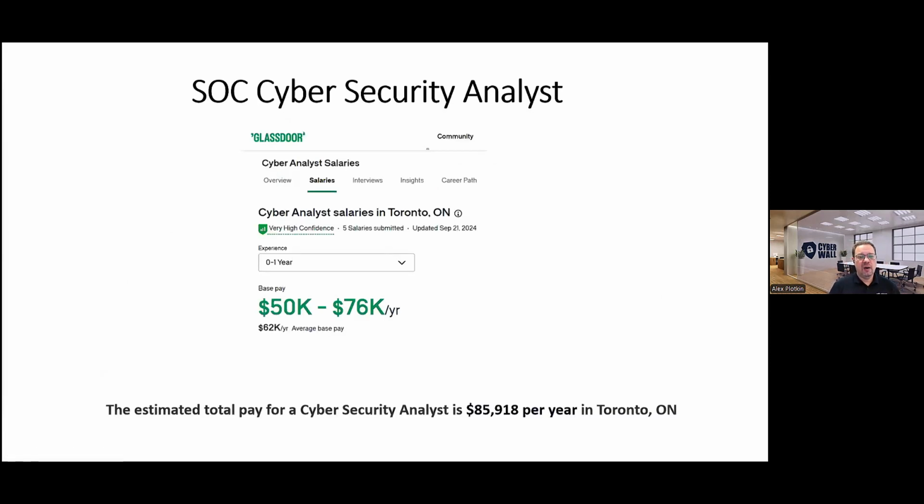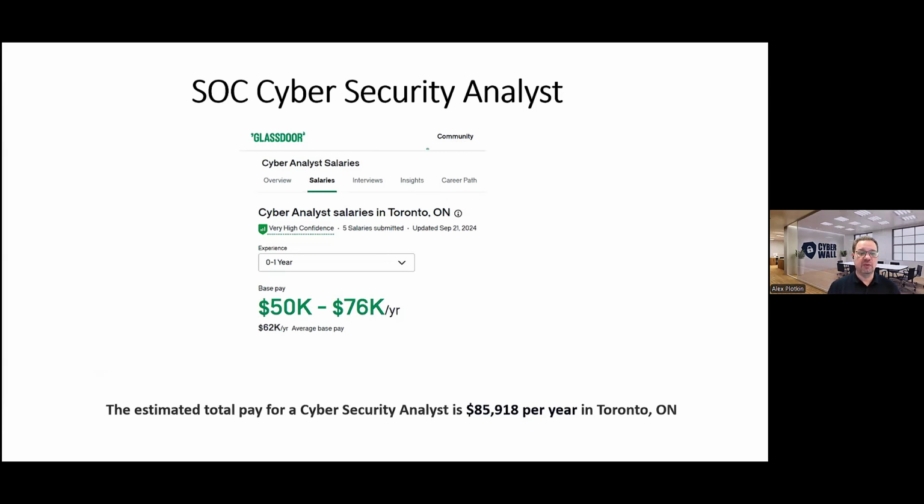The question we usually hear from participants is: what is the cybersecurity salary? I just copied this from Glassdoor from 3 days ago. A cybersecurity analyst with 0 to 1 years of experience earns between $50,000 and $76,000, with an average of 62. But the cybersecurity analyst salary in Toronto is $85,000, $86,000.